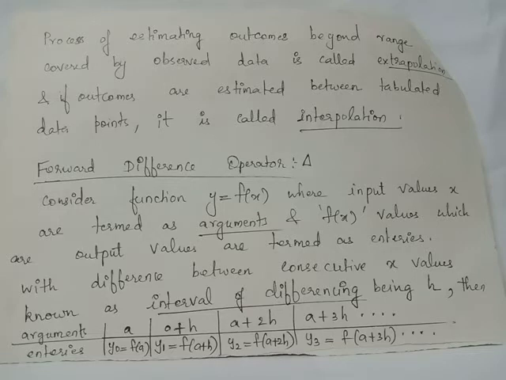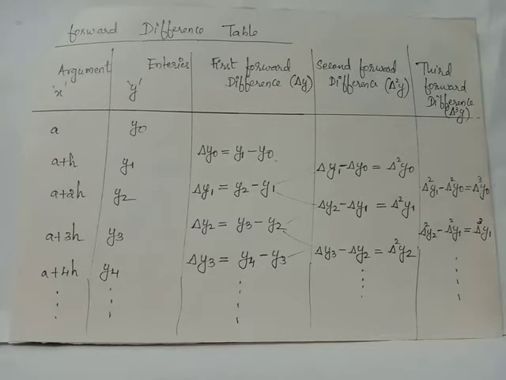Consider the function y equals f of x, where input values x are termed arguments and output values f of x or y values are termed entries. We have the difference between consecutive x values as h, which is known as the interval of differencing. This is the general form of the forward difference table. We record the input values x and the corresponding output values y.